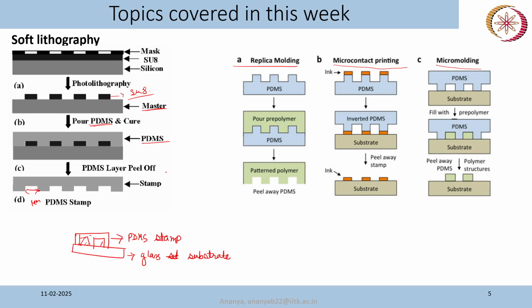the PDMS layer or PDMS stamp, because some of your structures will topple or something. Say in this case, if you are not careful, you will end up with your structures like this. If your height is very high, then they may topple on top of each other. Okay, so these are the things that you have to be careful with in soft lithography. But this is a very good technique to make microchannels and microfluidic devices.